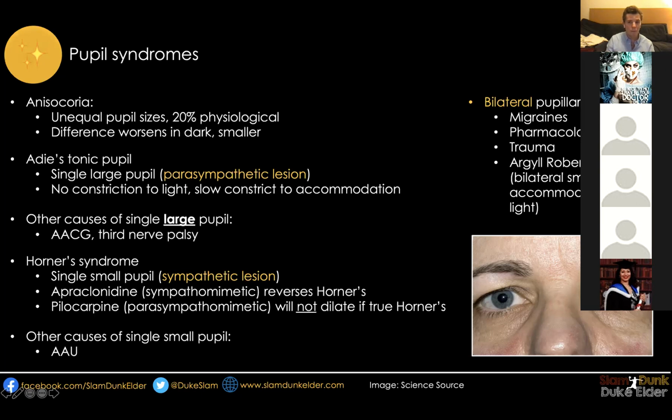Pharmacological drugs, okay, trauma, and in this case, Argyll-Robertson, which is bilateral small pupils. The major cause for Argyll-Robertson used to be, for example, neurosyphilis in prostitutes. And so that's why the saying goes, they can accommodate, but they don't respond to light. It used to be a common thing. Neurosyphilis used to be the major cause, but these days, I think there are other theories as to why people have bilateral small pupils, all right?